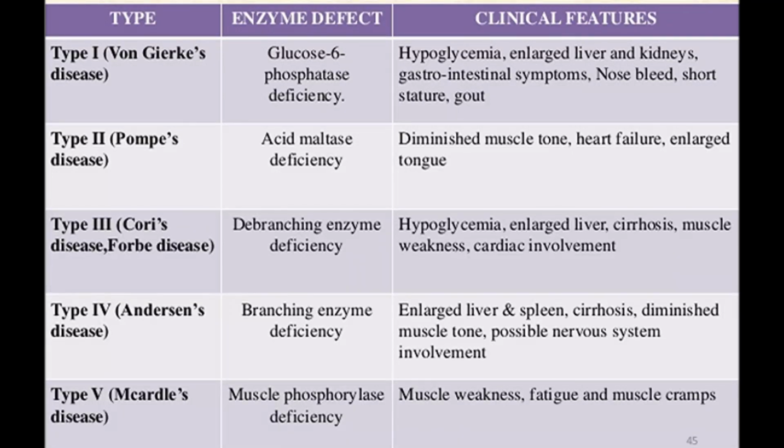So we have 5 types of glycogen storage diseases. You can see the enzyme defects, the different enzymes involved, glucose 6-phosphatase deficiency and what it presents with, debranching enzyme deficiency, branching enzyme deficiency, muscle phosphorylase deficiency, etc.